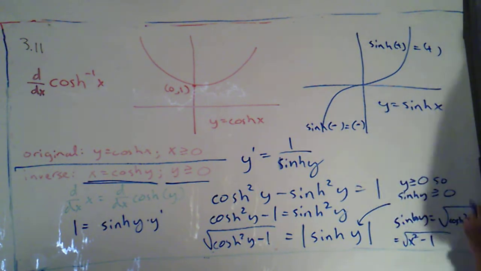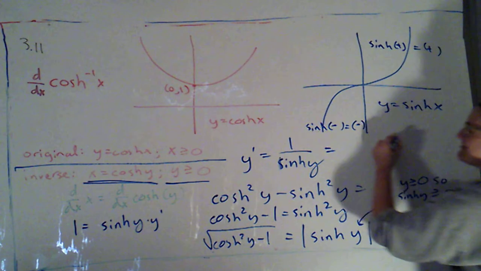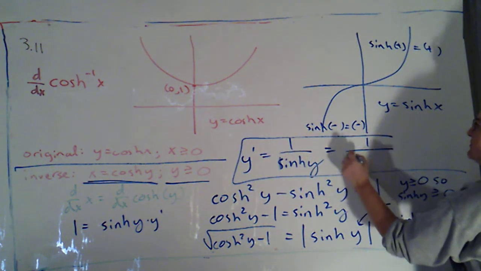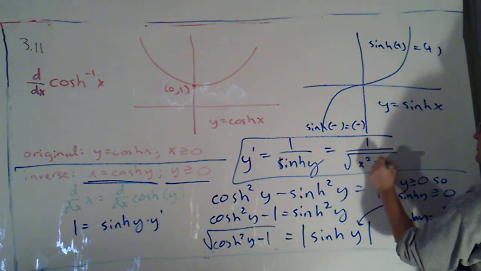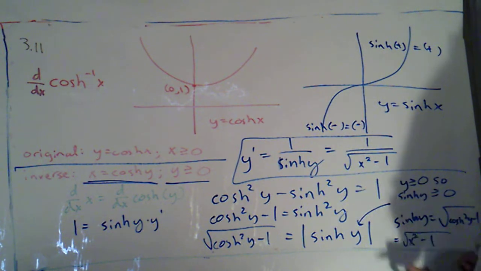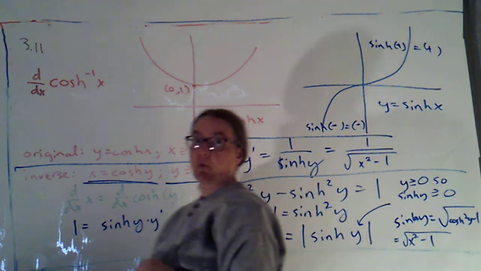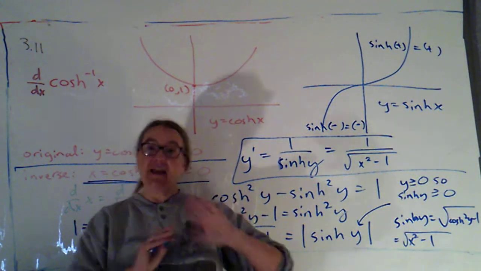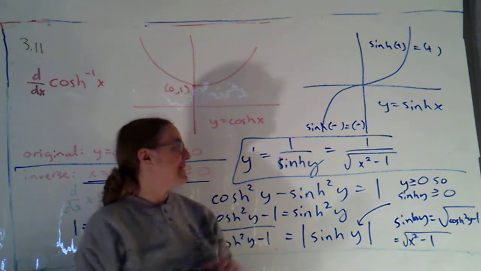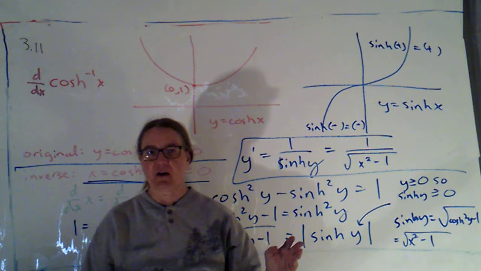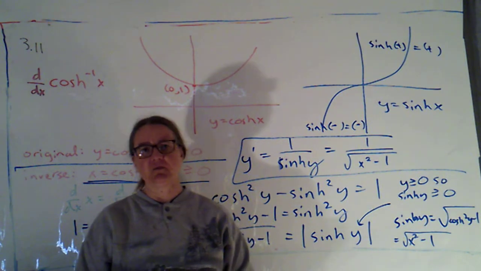So y prime, jumping back up here, becomes 1 over sinh y, which is 1 over the square root of x squared minus 1. You are not responsible for having that formula memorized. I will never, in any of the classes that I teach, give anyone credit for having the derivatives of the inverse hyperbolic trig functions memorized, because really they're just not used that often.